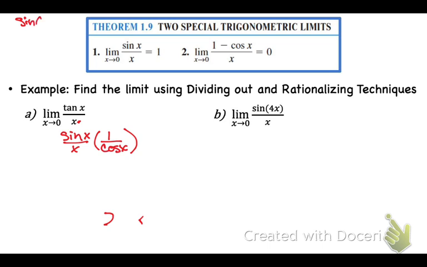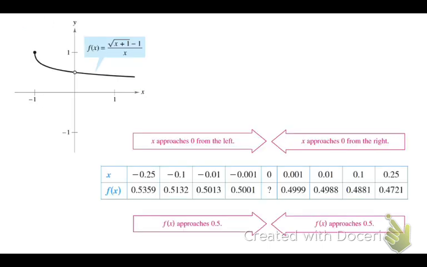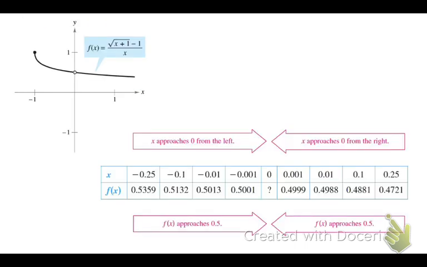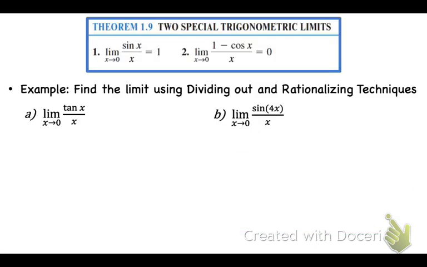Sine of x over cosine of x, sine of x over cosine of x all over x. Yes? So times the reciprocal, which would be 1 over x. Correct? The reciprocal of x is 1 over x. So that would give me sine of x over x cosine of x. Correct?